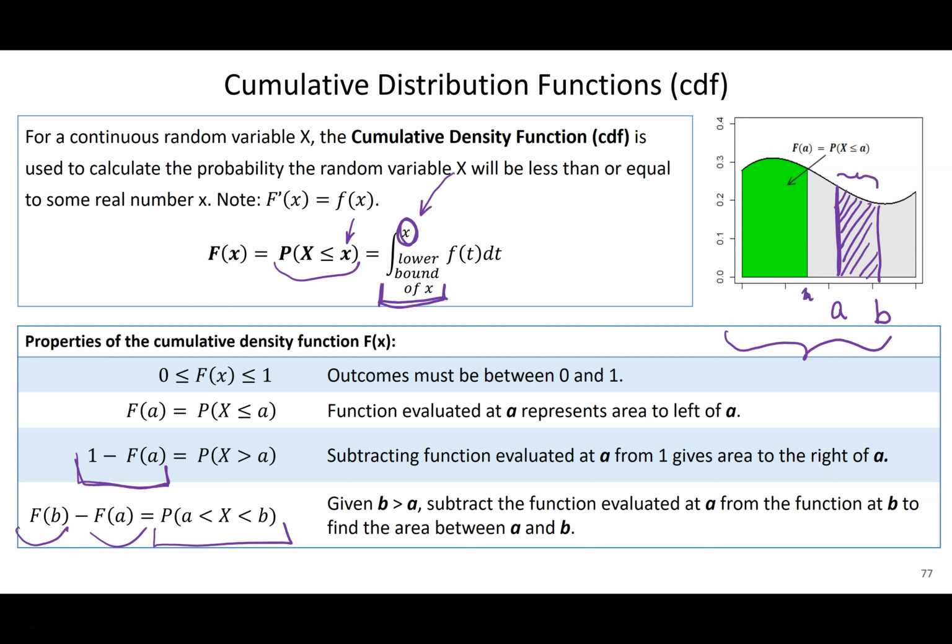You'll know if you subtract in the wrong order because you'll get a negative value. If you subtract in the correct order, you should not get a negative value. So if you were to do this math and you get a negative value, that's an indication, oops, I switched my bounds. I need to go the other way.